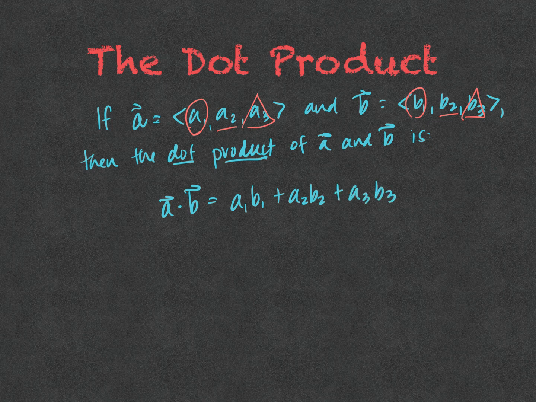Now notice that's going to give you a scalar. When you do this, it gives you a scalar. So sometimes it's called a scalar product or an inner product, but most often we call it the dot product.